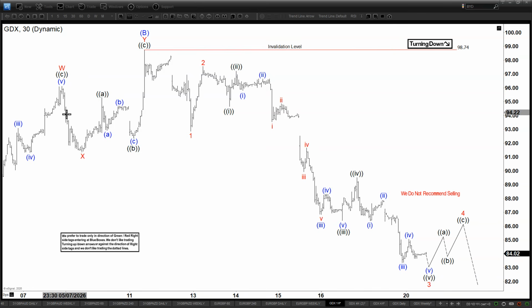Today is May 20th. This is Henry, and we are looking at the chart of GDX. This is gold miners ETF, on the 30 minutes time frame. Still under pressure right now.